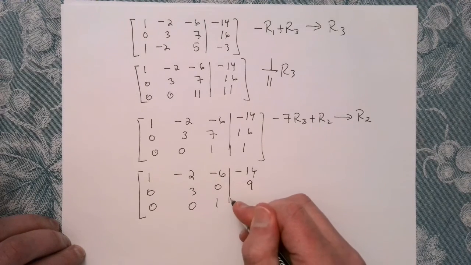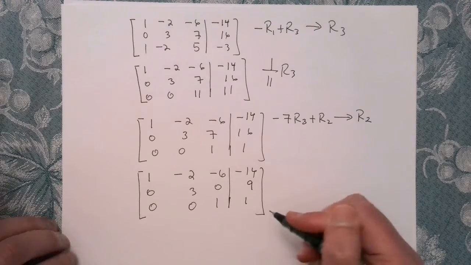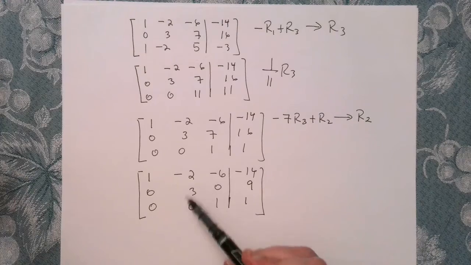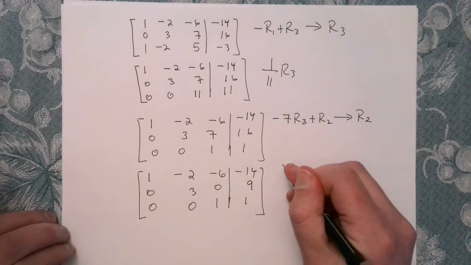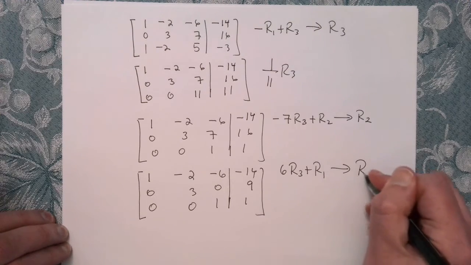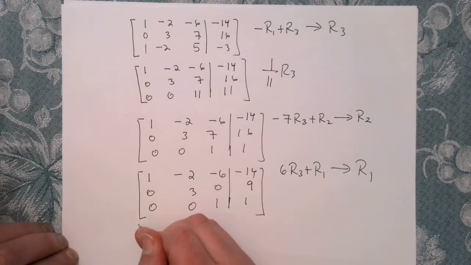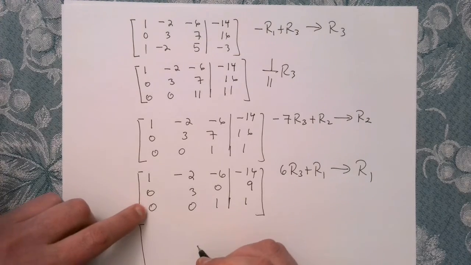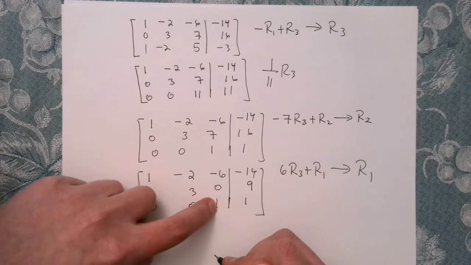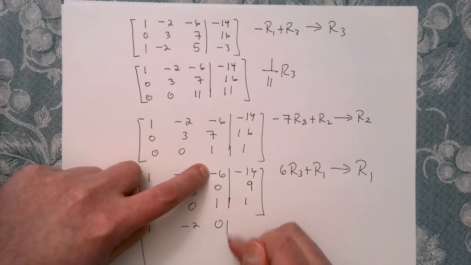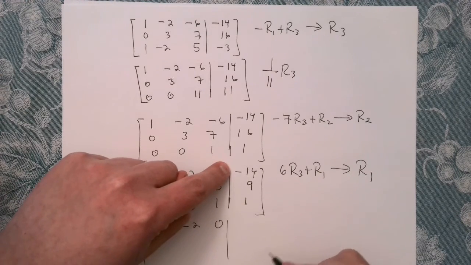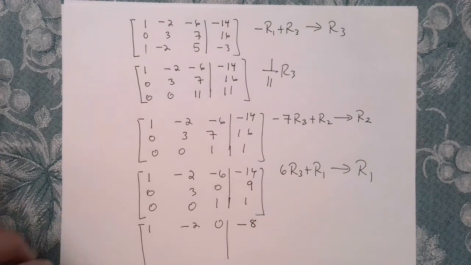That seems pretty good. Okay, so let's get a 0 here, and we'll take care of that after. So let's get a 0 right here. Let's do 6 times row 3. Let's go ahead and add that to row 1, and that sum will replace row 1. Okay, so that'll be 0 plus 1. That's going to be 0 plus -2. That's going to be 6 plus -6. And that's going to be 6 minus 14. That looks like -8.